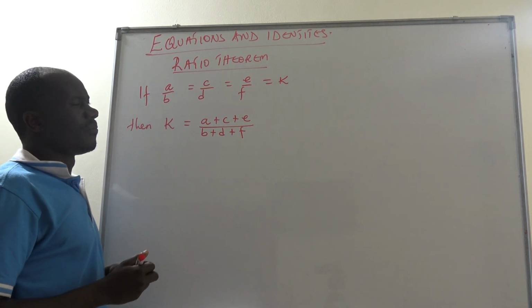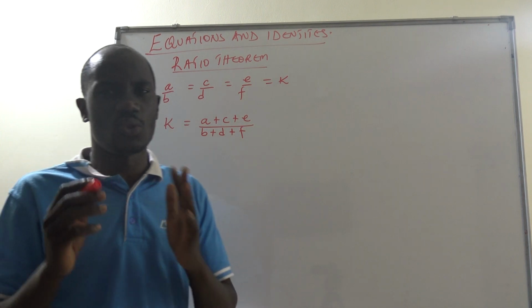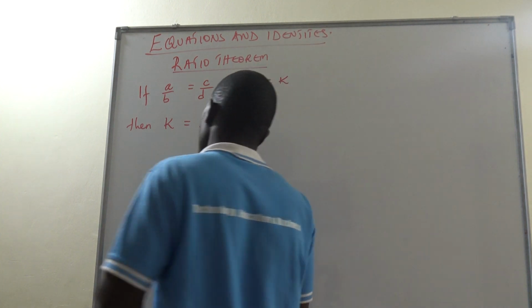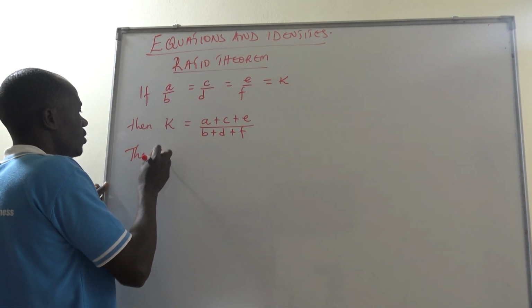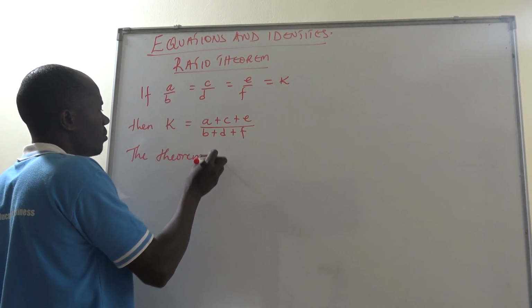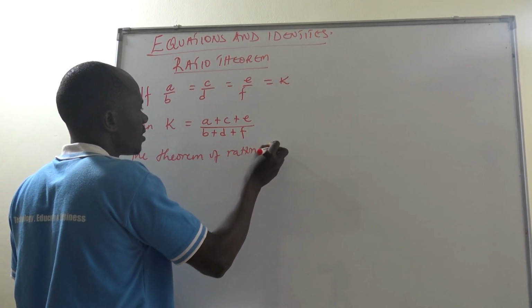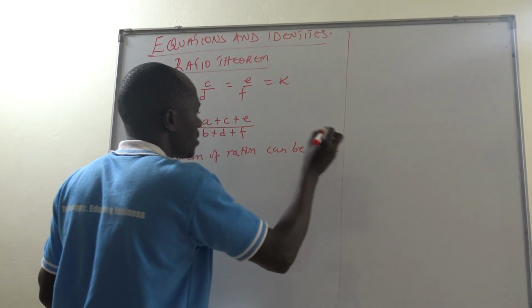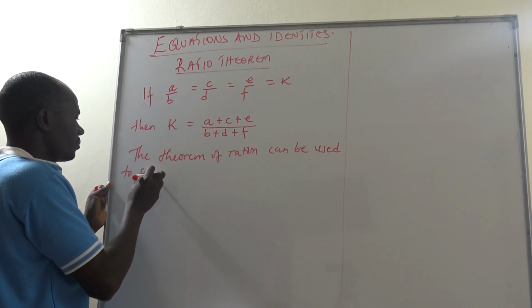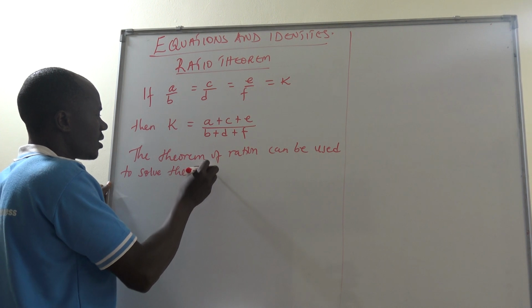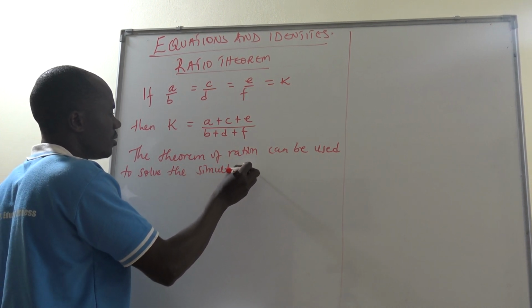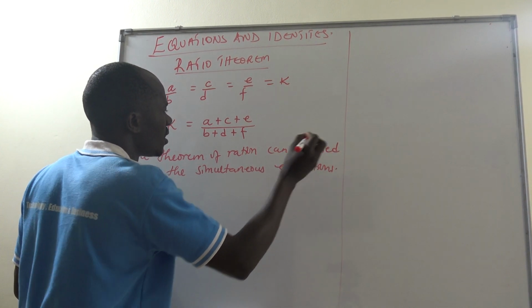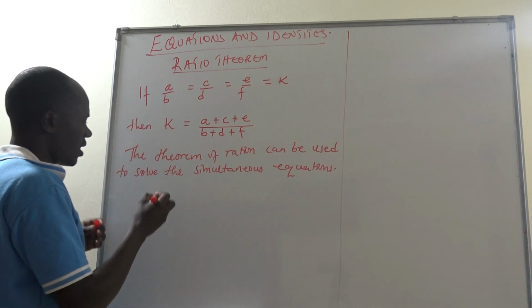And again, the Russell theorem is used to determine constants, and again is used to solve the simultaneous equations. The theorem of Russell can be used to solve the simultaneous equations.